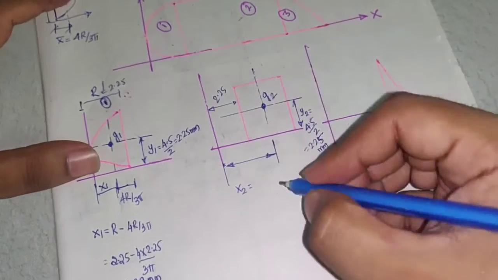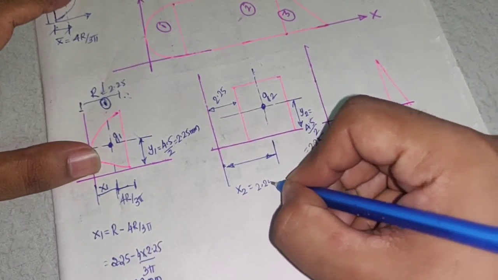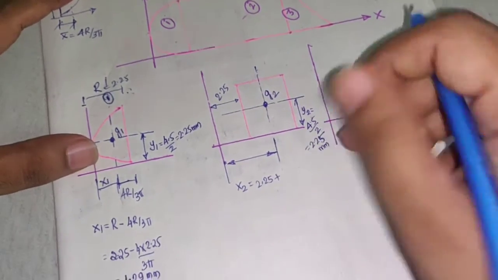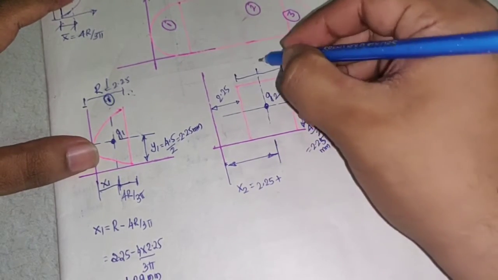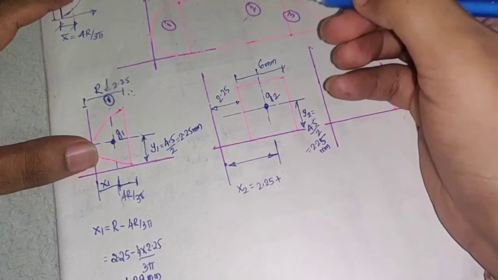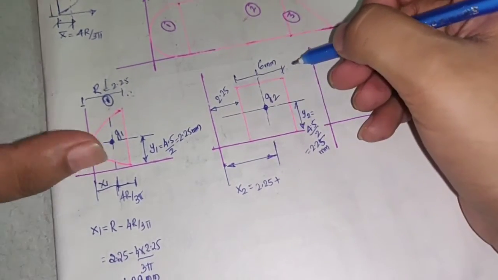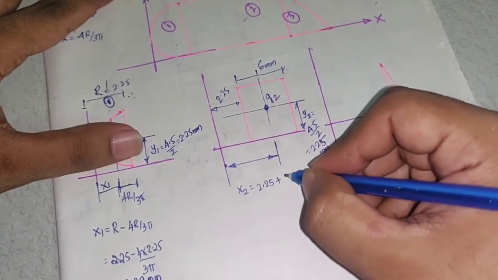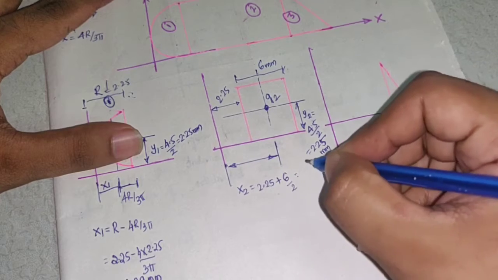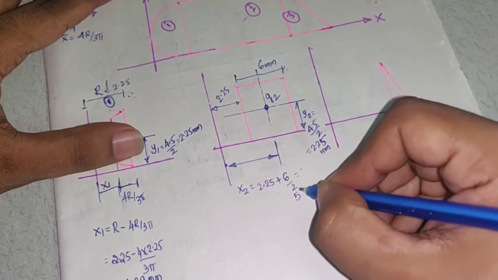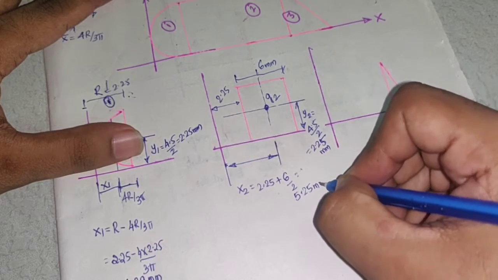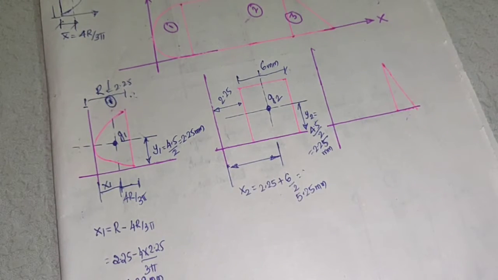X2 value is, this is 2.25 plus, what is b of this? So what is this b? B is 6 mm. So x bar of rectangle is what? 2.25 plus 6 by 2. So we'll get 3 plus this 2.25. This is 5.25 mm.